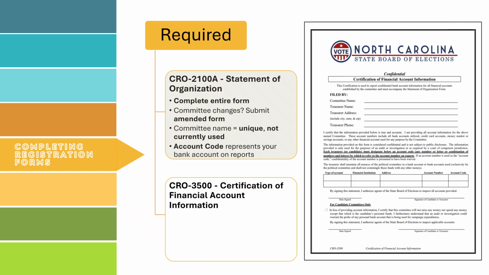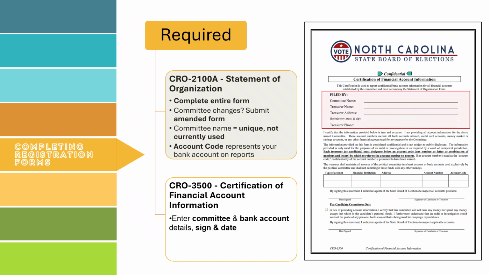The next required form is Form CRO 3500, the Certification of Financial Account Information. This form is confidential and, once submitted, is kept in a secured location by the County Board of Elections. First, you'll provide your committee's information, then your campaign bank account information, including the account code you created earlier. Then you'll sign and date that section to complete the certification.